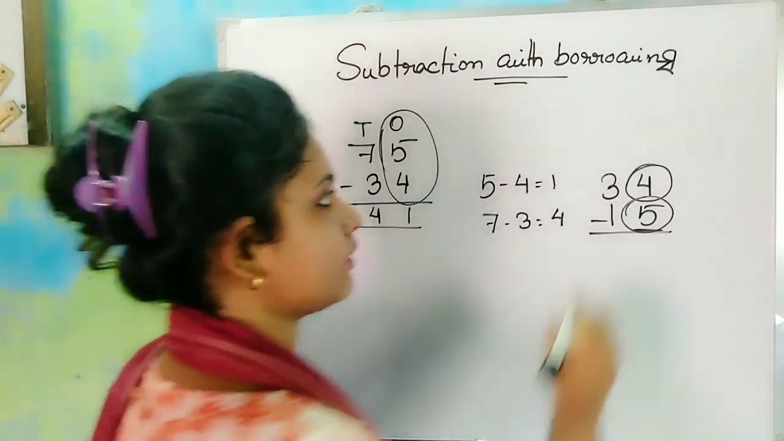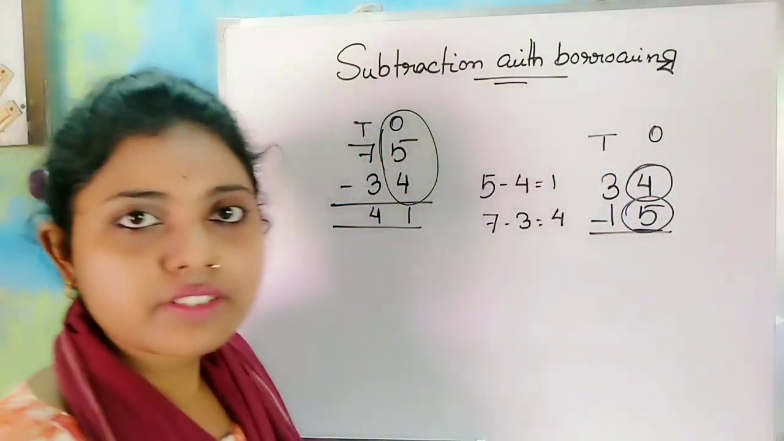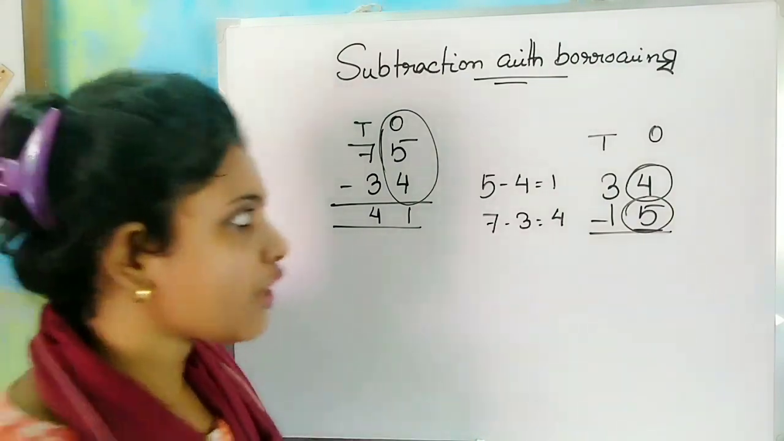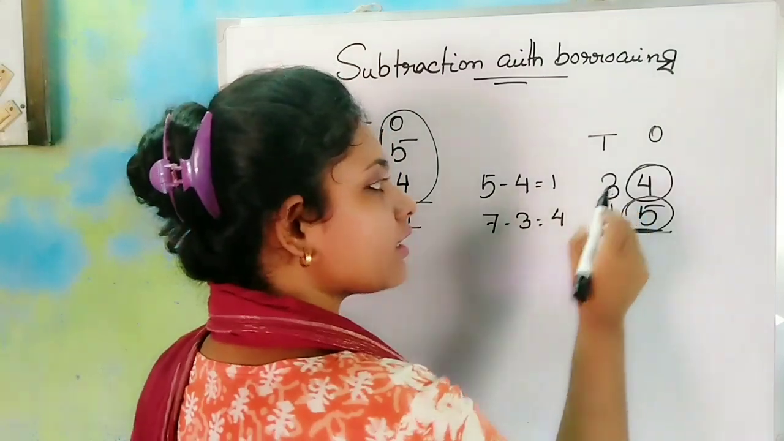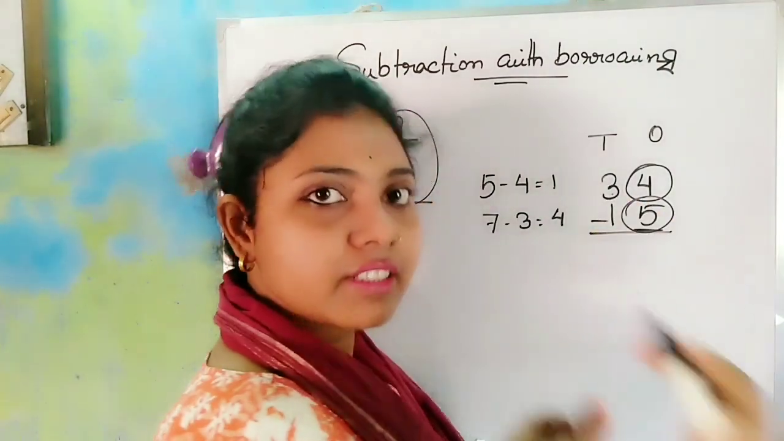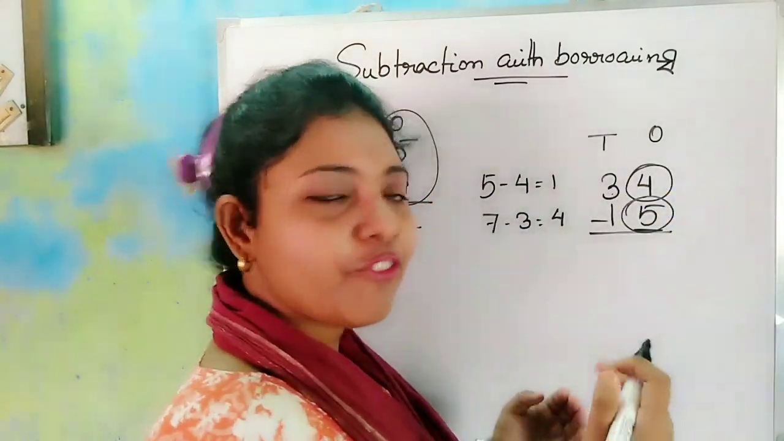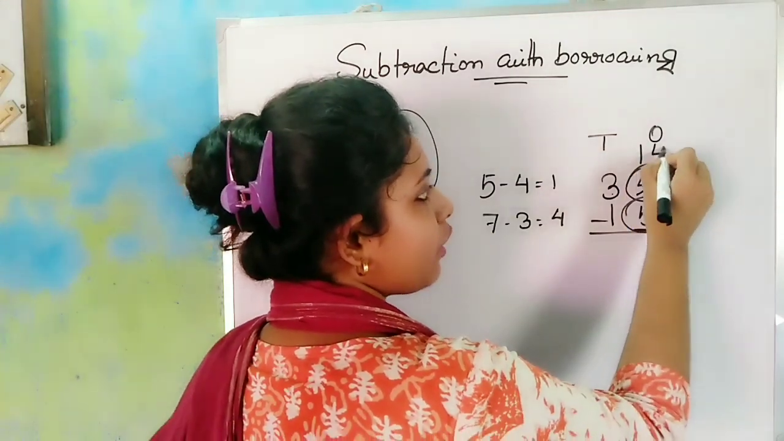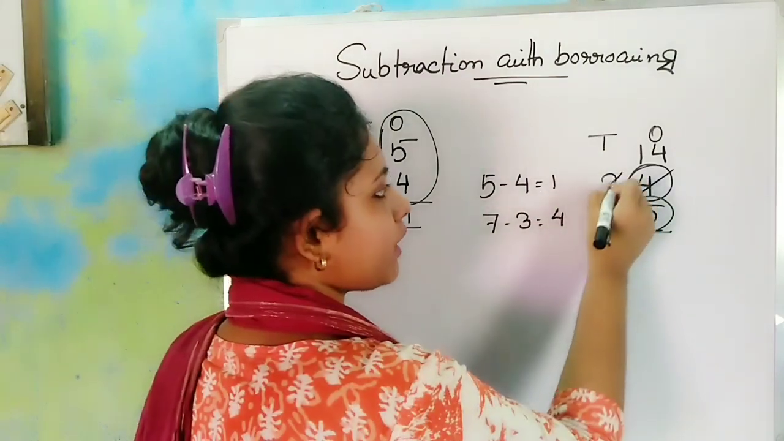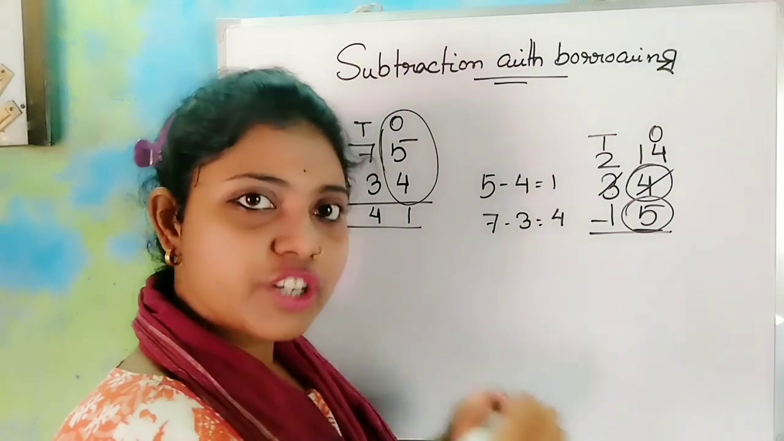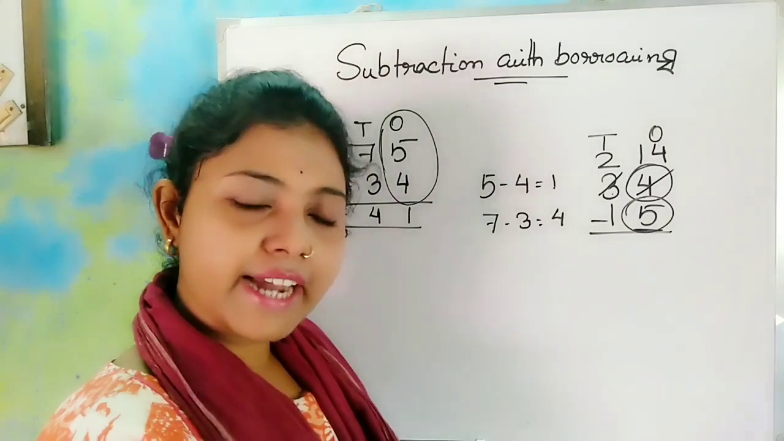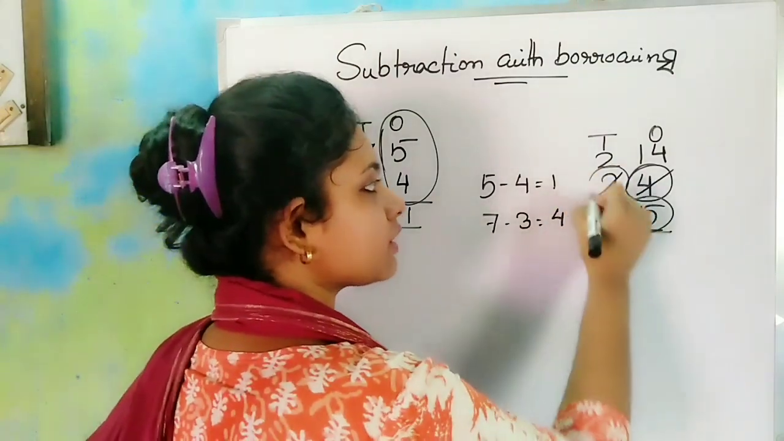This is the ones place and this is the tens place. So for this we have to borrow 1 ten. Here in the tens place there are 3 tens, so we borrow 1 ten. 1 ten means 10, and 10 plus 4 means 14. So we write 14 here, and since I have borrowed 1 ten from 3, we write 2 here, because 3 minus 1 equals 2. That is, we write the number before 3, which is 2.